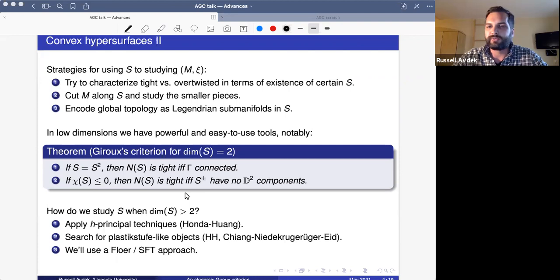So what are we going to do when the dimension is higher? We can try some h-principle type techniques, and there are some recent papers of Honda and Huang which apply this strategy. We can look for plastikstufe-like objects, and that group also employs that strategy, and there's a recent paper by Chang and Niederkrüger, which also does this. And our strategy will be to employ Floer and SFT type techniques.